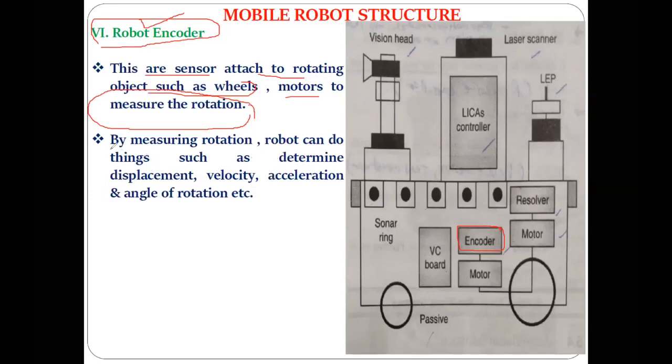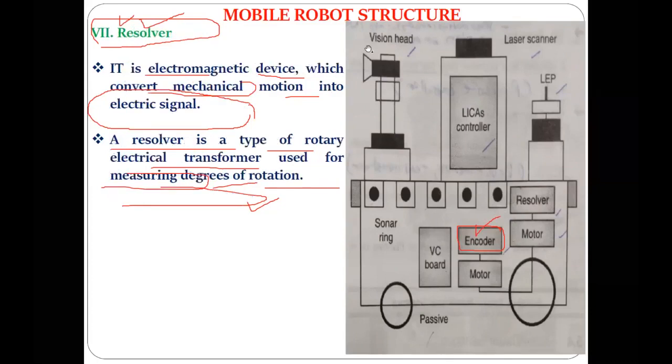The same thing I have mentioned here: by measuring the rotations, the robot can do things such as determining displacement, velocity, acceleration, angle of rotation, etc. For that purpose, there is a robot encoder. So this is the sixth component in the structure of the robot, that is, the robot encoder.